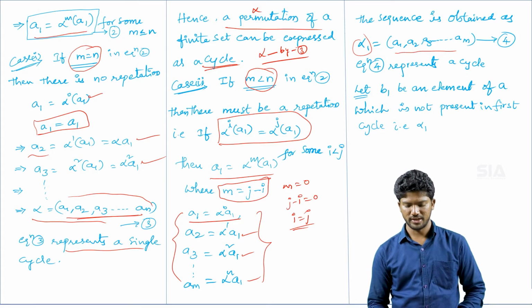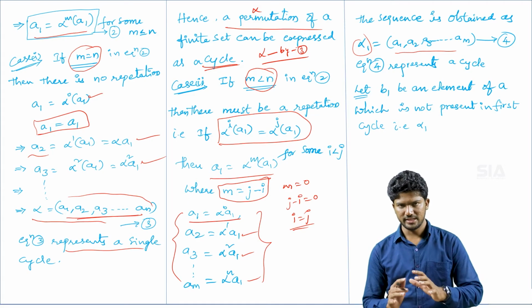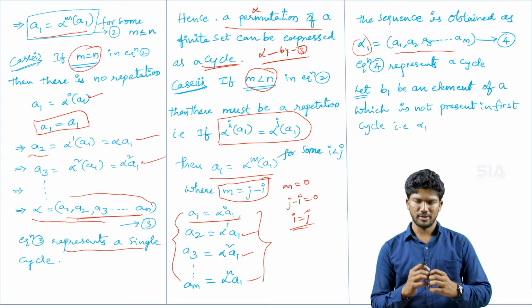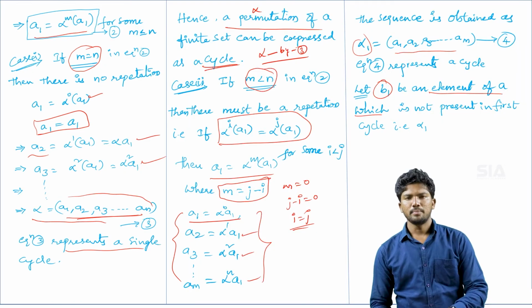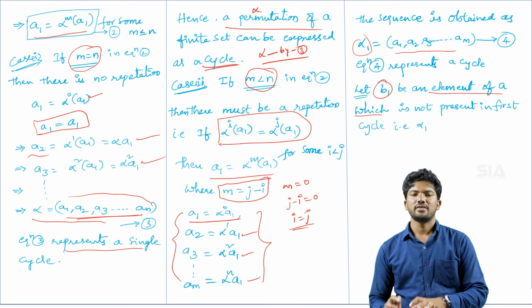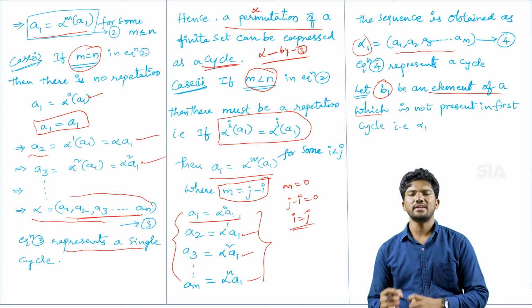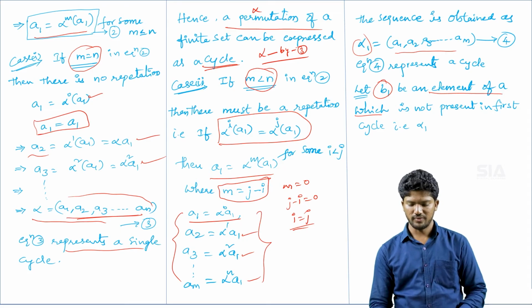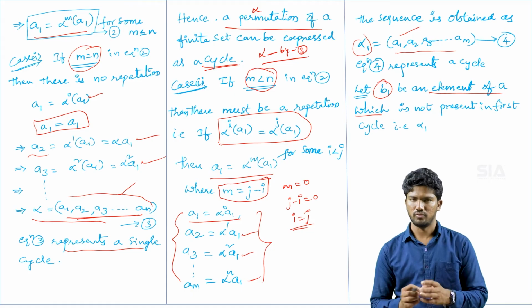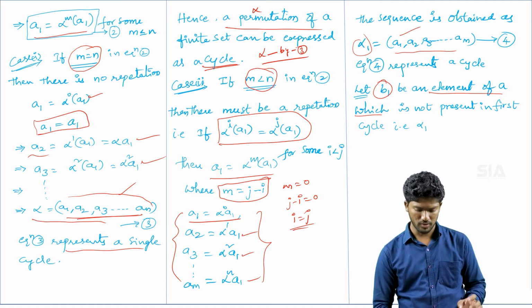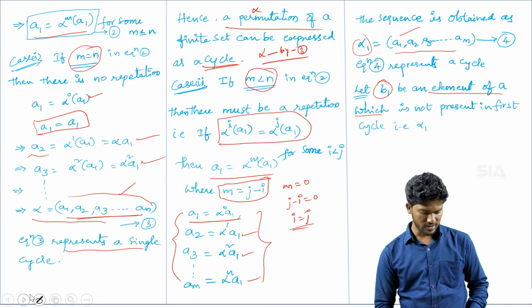Like equation number 3, this is up to alpha based on A1, A2. Now I am taking another element. Let B1 be an element of A which is not present in the first cycle. Why? Because the first cycle means this one and this one. There is no B1; we have all A1 elements only. So that is alpha 1, the first cycle.